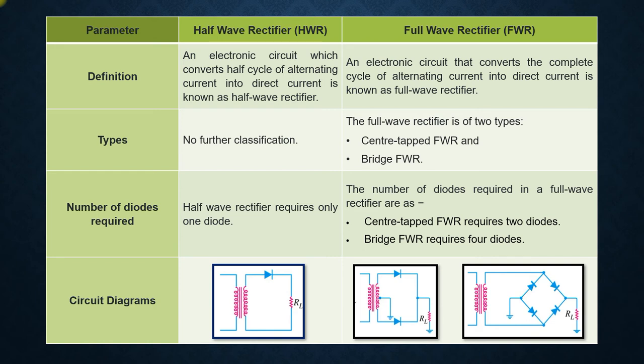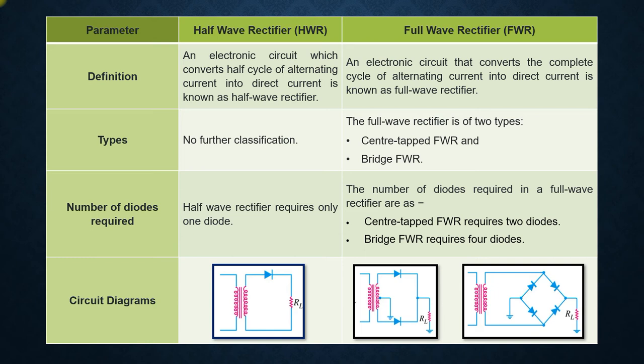Coming to full wave rectifier, an electronic circuit that converts the complete cycle of alternating current into direct current is known as full wave rectifier. That means in full wave rectifier, the positive half cycle is also coming and the negative half cycle is also rectified. As the positive half cycle is always on the positive side, it comes as it is, but the negative half cycle has to be rectified. That means the negative half cycle should come as a positive half cycle. That part we will see. So this is the definition difference between half wave rectifier and full wave rectifier.